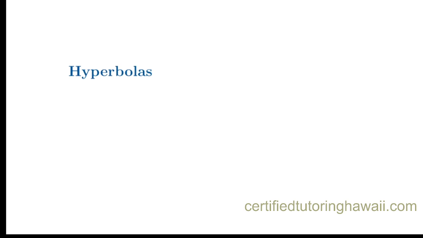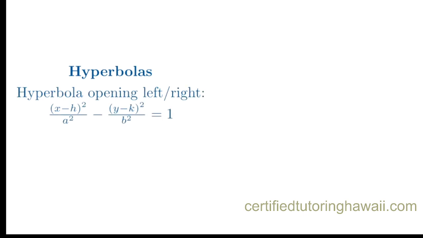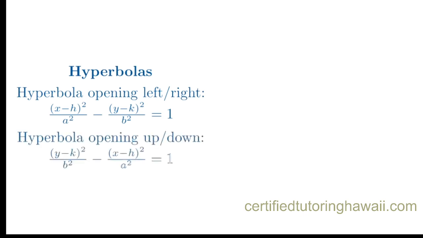For a hyperbola that opens left and right, the equation is (x - h)² over a² minus (y - k)² over b² equals 1. The fact that the x term is first, or positive, tells us it opens horizontally. For a hyperbola that opens up and down, the y term comes first: (y - k)² over b² minus (x - h)² over a² equals 1. If the y term is first, the hyperbola opens vertically.